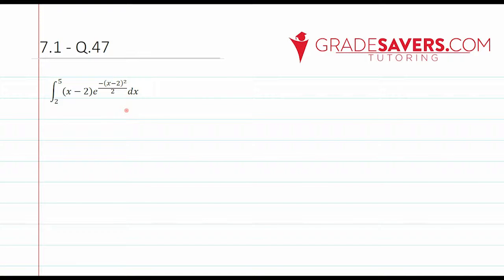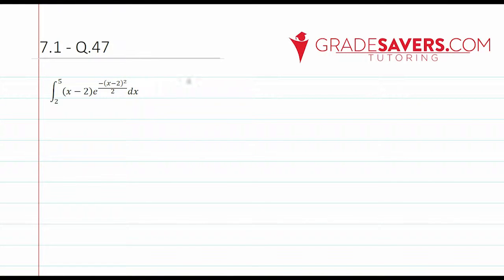Today we're doing question 47 from section 7.1. The question is the definite integral from 2 to 5 of (x minus 2) times e to the power of, and this is all in the exponent, negative (x minus 2) squared divided by 2, dx.